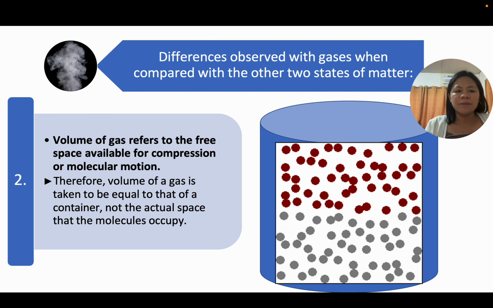Number two, volume of gas refers to the free space available for compression or molecular motion. It is the space in which the molecules can move. Therefore, volume of gas is taken to be equal to that of a container. In the previous example, you saw that the more it is compressed by a piston, the smaller the space becomes. Whatever space is left is considered the volume of gas, not really the actual space that the molecules occupy.